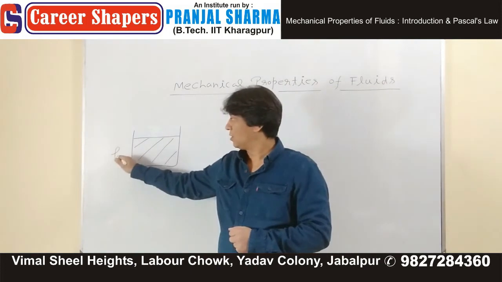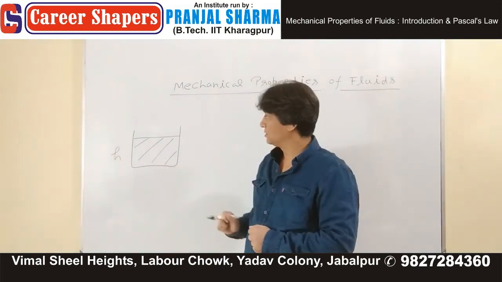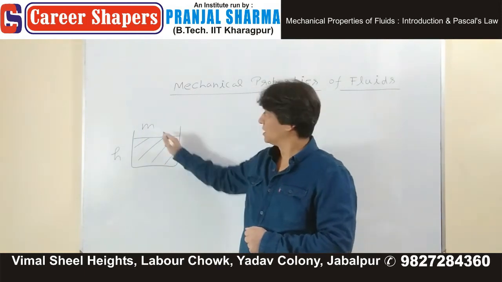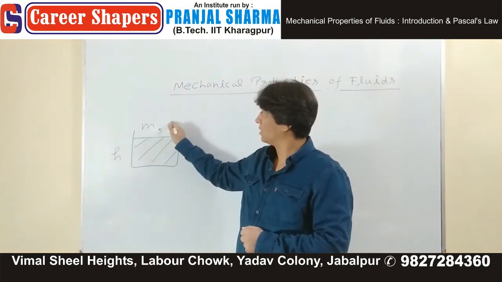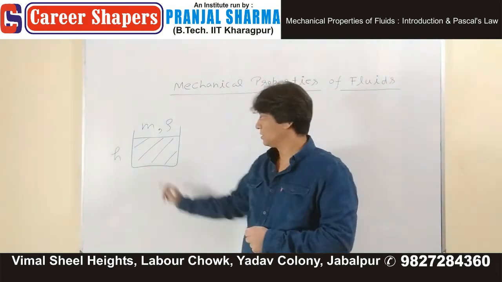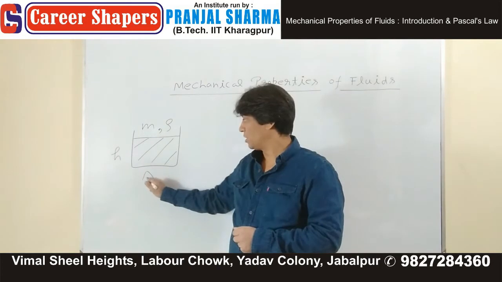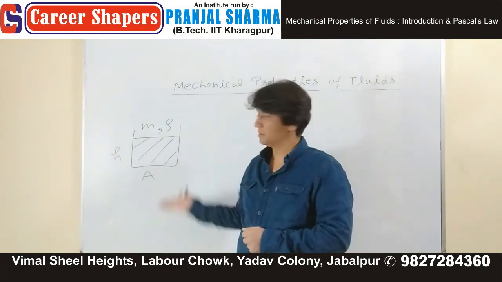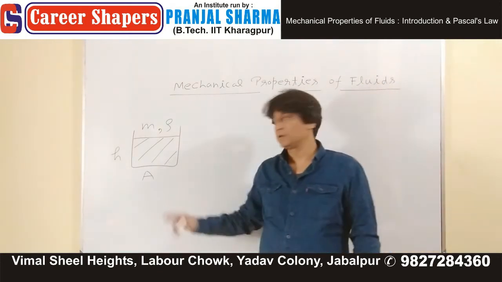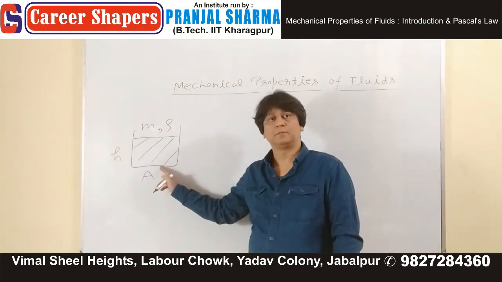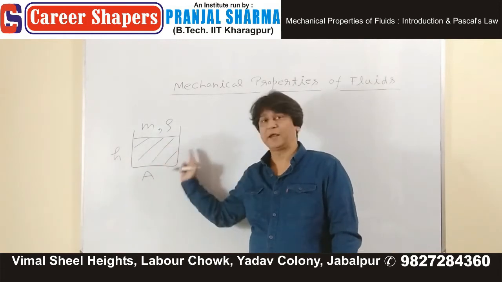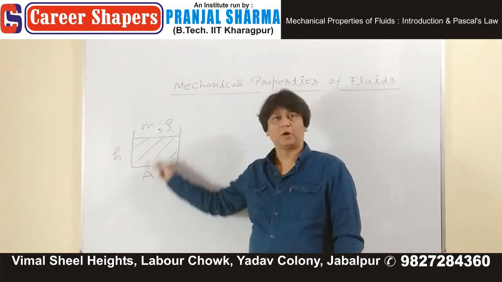Height of water column is h, mass of the water is m, density of the water is rho, or any liquid for that matter, and cross-sectional area of the beaker base is A. We are interested in pressure at the bottom of the beaker or at the bottom part of the liquid column. This thing will be called a liquid column.